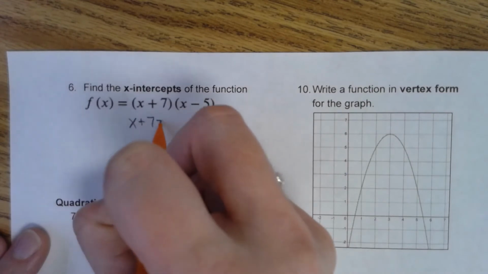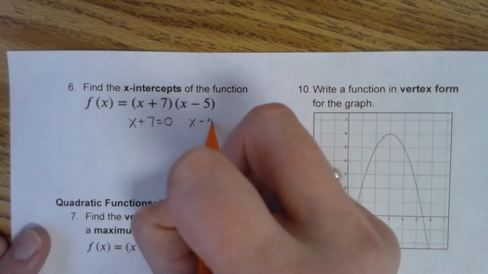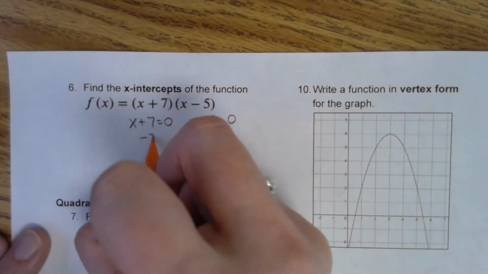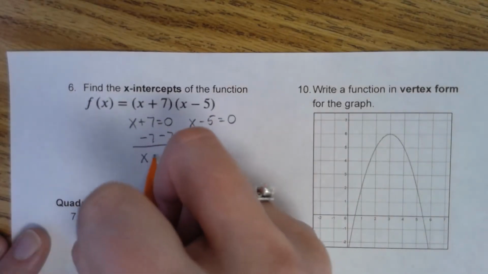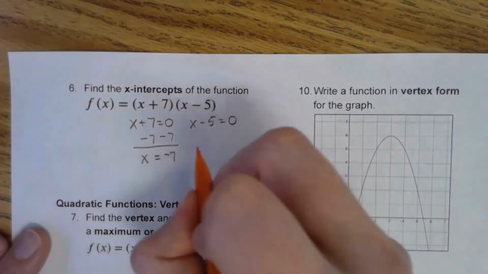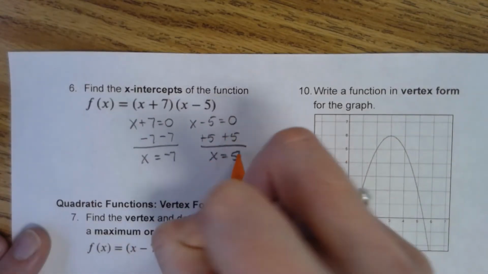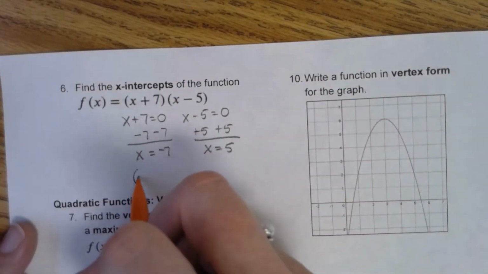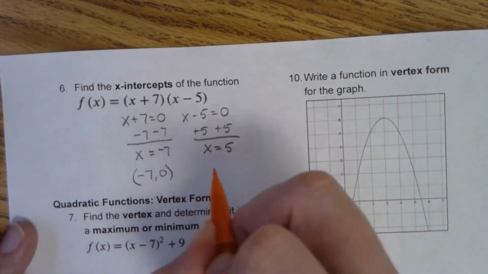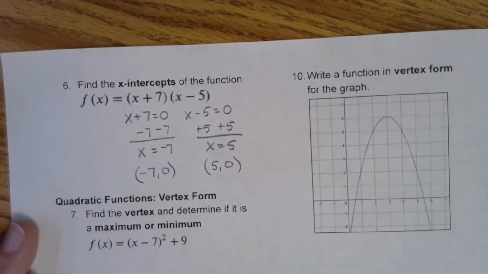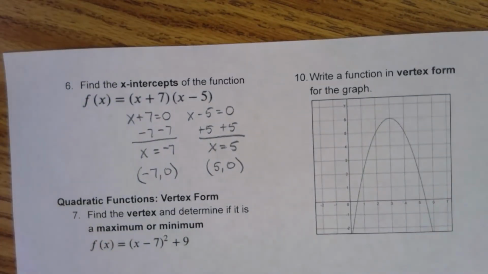X plus 7 equals 0. X minus 5 equals 0. We can set each of those equal to 0 and solve by subtracting 7 and adding 5. So for the first one, we get an x-intercept at -7, 0, and then the next one we get an x-intercept at 5, 0. So to find those x-intercepts, you set each factor equal to 0 and solve those equations.